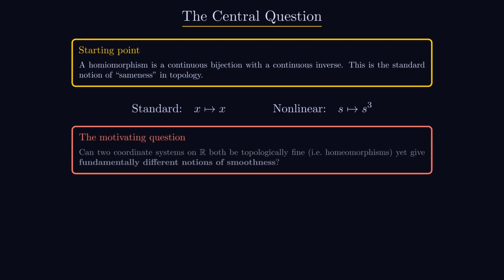The central question is whether two coordinate systems on R can both be homeomorphisms, so that topology cannot distinguish them. Can they nonetheless give fundamentally different notions of which functions count as smooth? This is the question that forces us beyond topology and into the theory of differentiable structure. Before answering it, we fix precisely what smoothness means. That is, what it means for a function to be C-infinity.